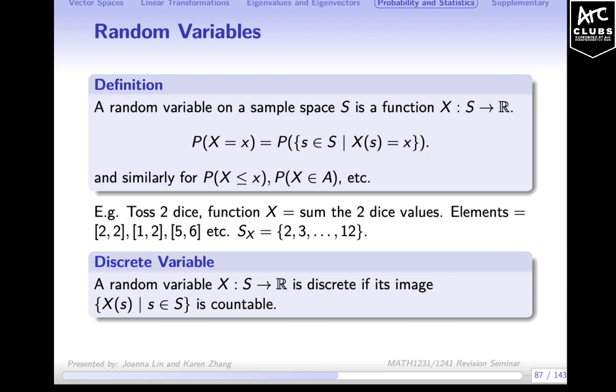Okay, so a discrete variable here, a random variable is discrete if its image is countable. Right, so this just means that you can list the numbers that it's assigned to. So you can list, so there'd be like natural numbers or numbers from like 0 to 6, for example. So that's basically what discrete is.